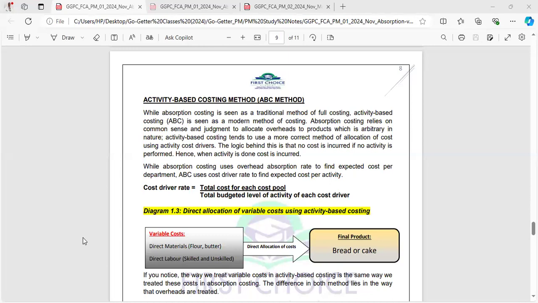Let's look at the formula which is used for activity-based costing. Now, it is called the cost driver rate.